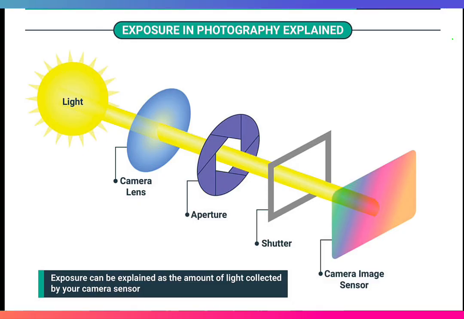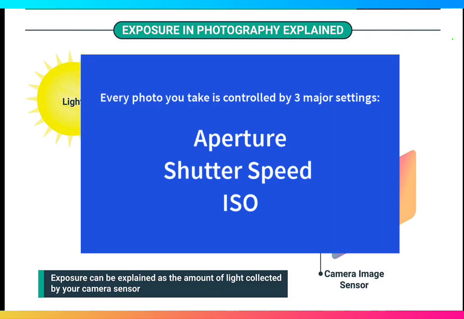So every photo that you take is controlled by three major settings. That is your aperture, your shutter speed, and your ISO. So what are those things? Your aperture controls how much light enters through the lens. Your shutter speed controls how long that light is allowed to enter through the camera. And then your ISO is just controlling how sensitive your camera sensor is to that light. So that's basically what you're doing.